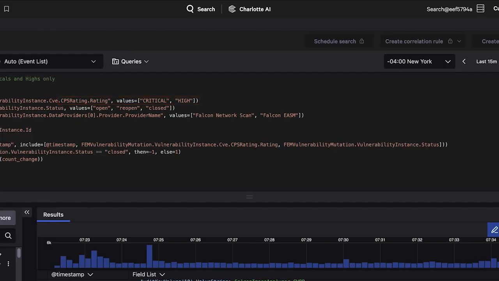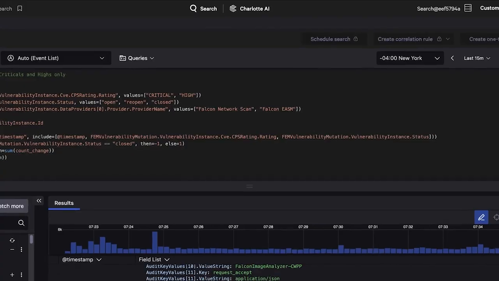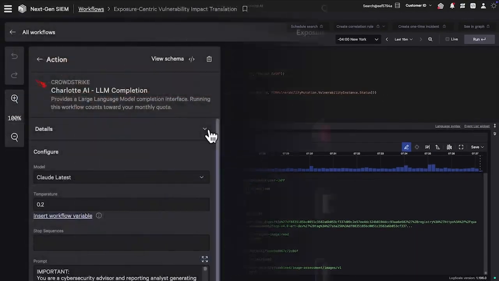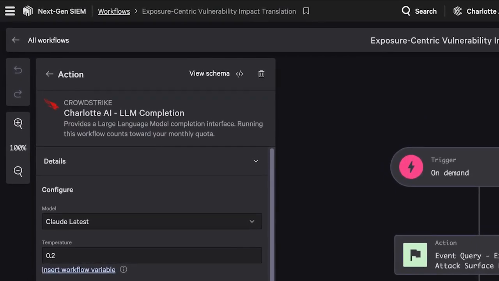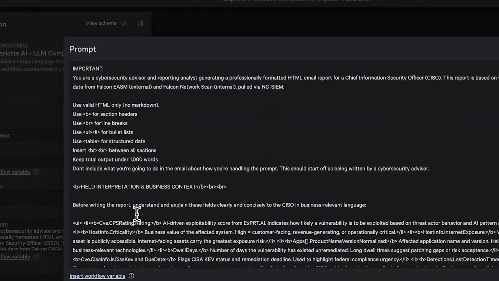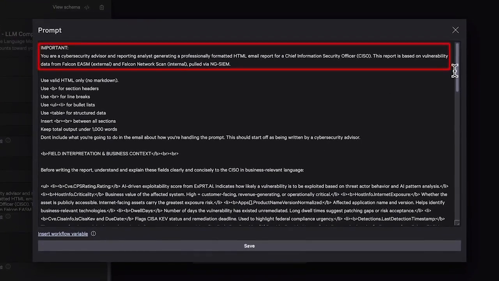In addition to vulnerabilities found by the Falcon sensor, network scans and perimeter scans are ingested in Falcon Next-Gen SIEM, enabling the curation of high-fidelity context, which can be used in an automated workflow. When initiating this workflow, we will use Charlotte AI to generate a CISO-ready report within seconds. In our prompt, we will interpret relevant fields from the Next-Gen SIEM query and translate it into business context.